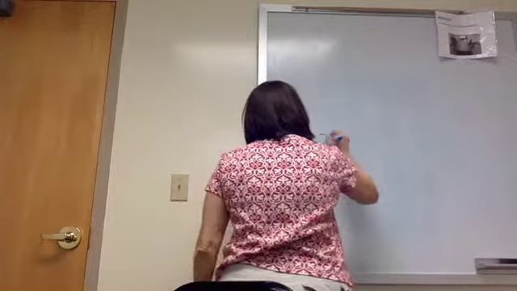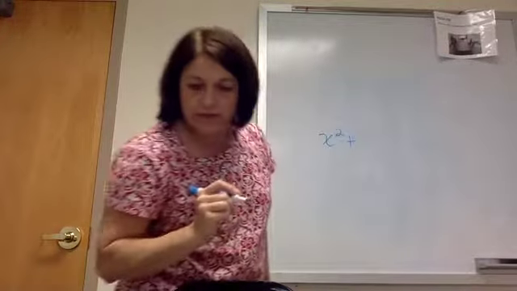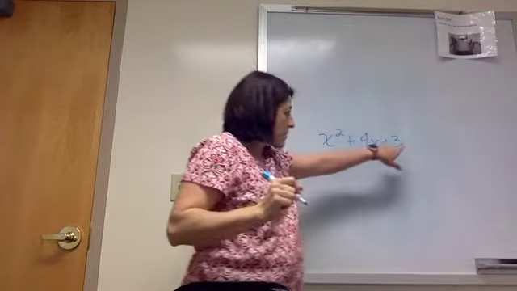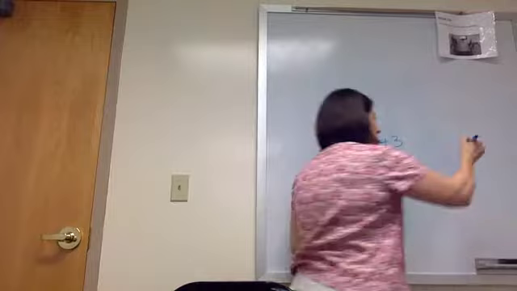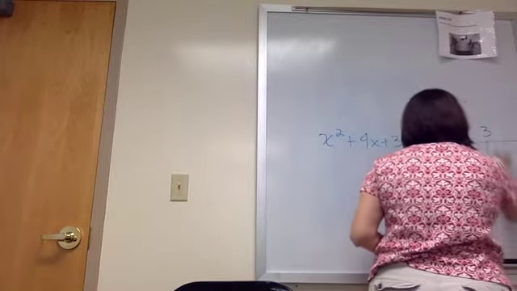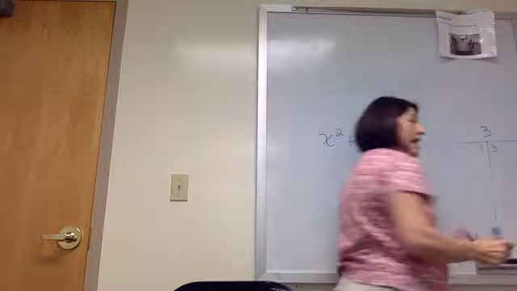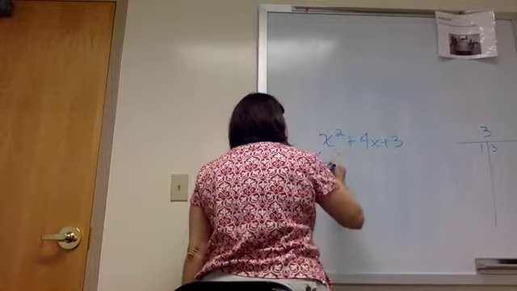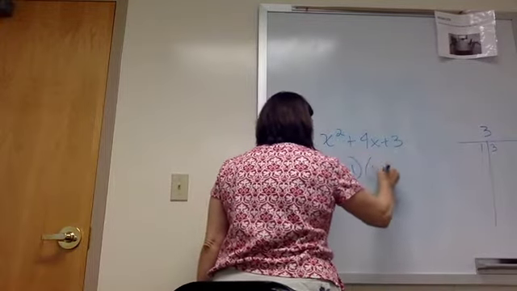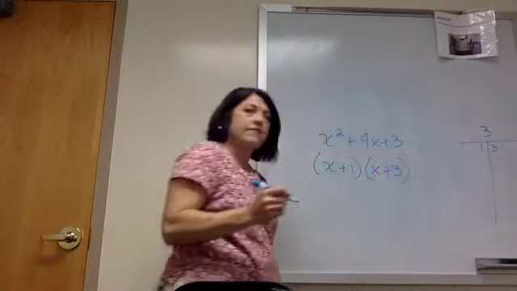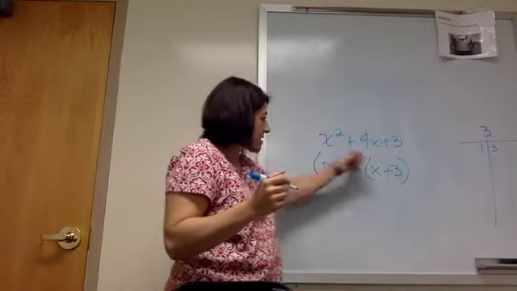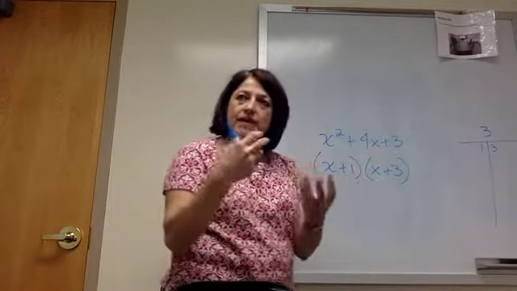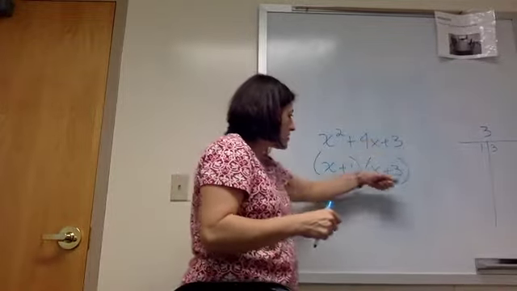So let's do number 1 together. That's x squared plus 4x plus 3. The question is, what are the factors of 3 that add up to 4? Well, there's 1 and 3, and then there's 3 and 1. So it's going to be x plus 1 times x plus 3. If you have a question about whether or not that works, FOIL it and see. X times x, x squared. X times 3, that's 3x, and then 1 times x, that's 1x. 3x and 1x is 4x. 1 times 3, 3.